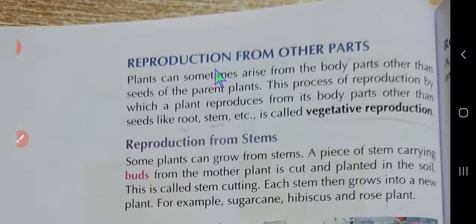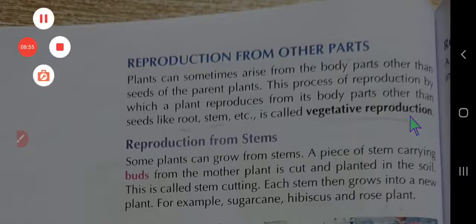Reproduction from other parts. Plants can sometimes arise from the body parts other than seeds of the parent plants. This process of reproduction by which a plant reproduces from its body parts other than seeds, like root, stem, etc., is called vegetative reproduction.